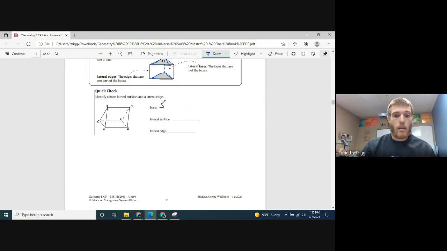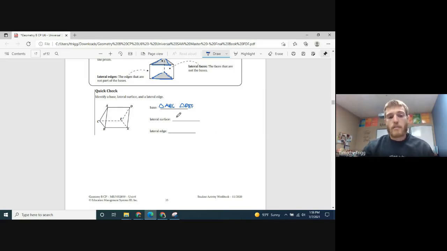So an example of a base would be triangle ABC. All right. You could also put triangle DEF. That's acceptable as well. These are the two bases of this triangular prism.